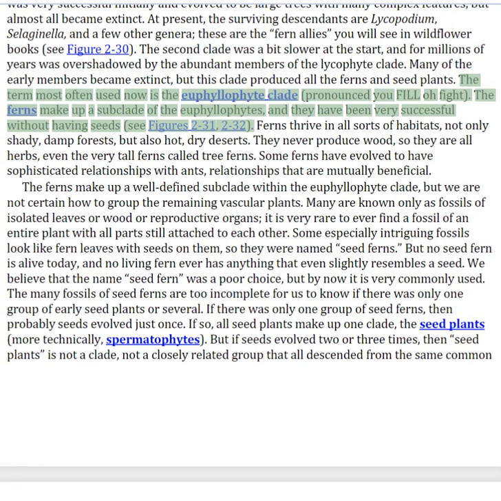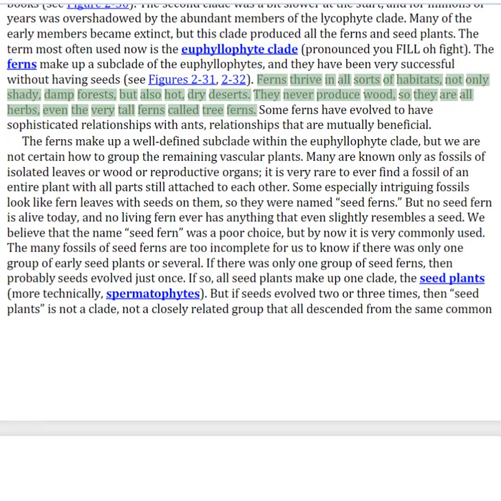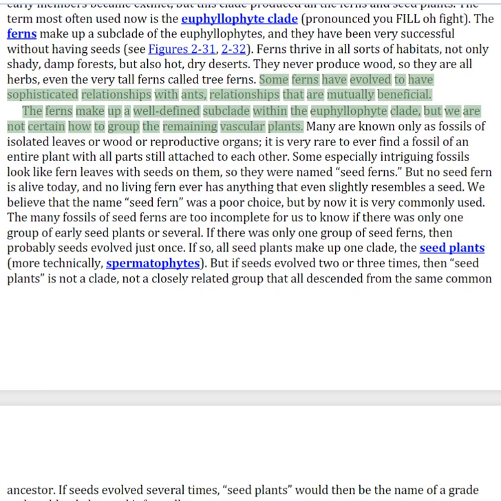The term most often used now is the euphylophyte clade. The ferns make up a subclade of the euphylophytes, and they have been very successful without having seeds. Ferns thrive in all sorts of habitats, not only shady, damp forests, but also hot, dry deserts. They never produce wood, so they are all herbs, even the very tall ferns called tree ferns. Some ferns have evolved to have sophisticated relationships with ants, relationships that are mutually beneficial.